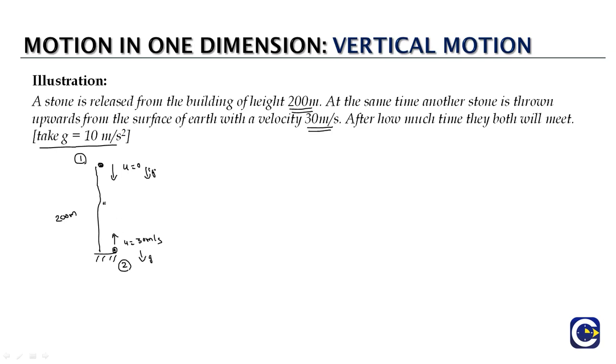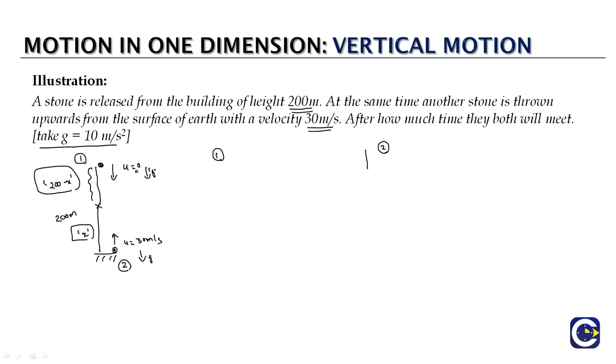Now let us say the meeting point is at a distance x from the surface of the earth. Then the distance of the meeting point from the top is going to be 200 minus x. So x is the distance of the meeting point from the surface of the earth. Now we'll look at the motion of the first particle and the motion of the second particle separately and try to use the meeting condition.